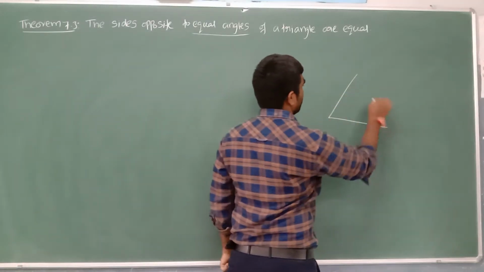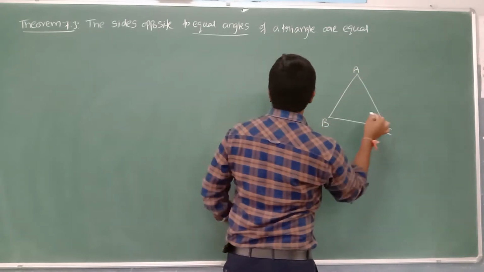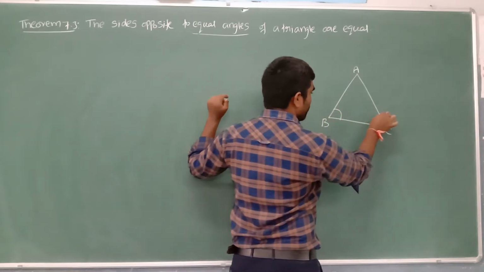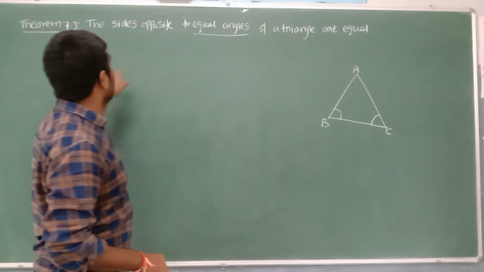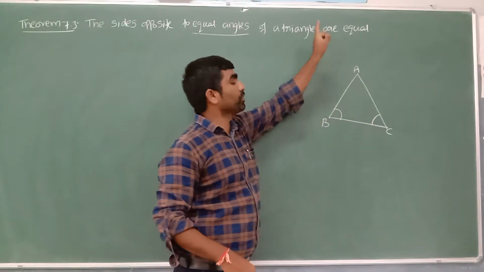Let me take one triangle. Name it ABC. Yes. What they said? Equal angles. Should take any two angles are equal. Let me take angle B equal to angle C. The sides which are opposite to these equal angles, we have to prove equal.